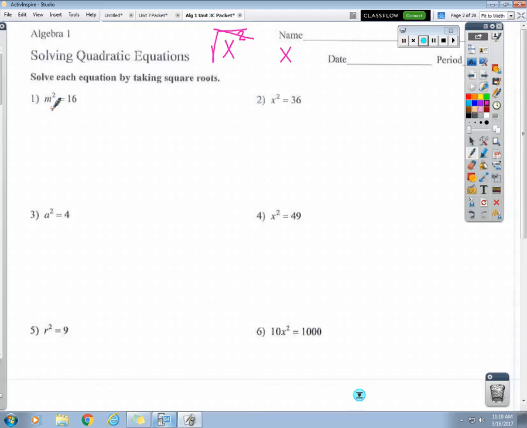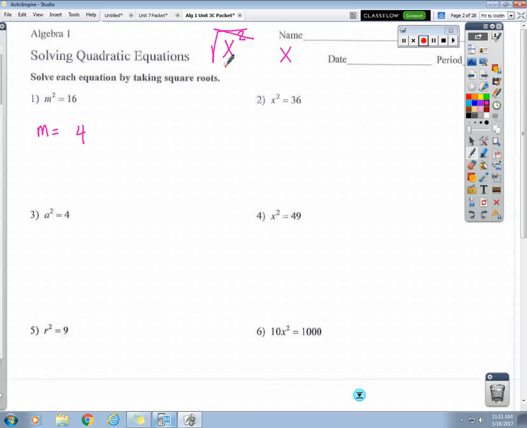So down here, problem number 1. If we're trying to get m by itself, the only way m can be by itself is for the 2 to go away. And since that's squared, you square root it. It'll cancel it out, leaving m by itself like we wanted. But just like with all equations, if you square one side, you must square the other side. And what is the square root of 16? 4. However, all of these questions have 2 solutions.